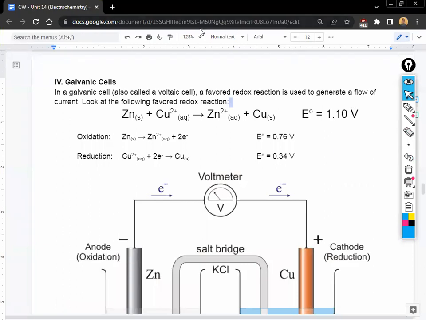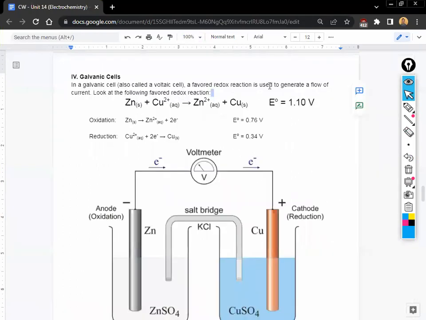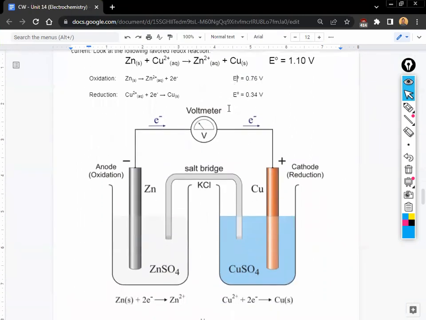Okay, so we're going to go through this pretty quickly. Now this looks really complicated: galvanic cells, also called voltaic cells. Basically what it does is it uses a favored redox reaction. Remember we said earlier how the potentials allow us to tell if the electrons will be taken from the aqueous one or not, or from the solid one or not. Basically, these cells use favorable redox reactions to move a current.